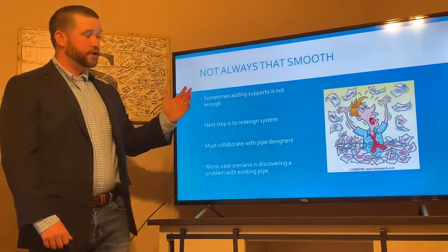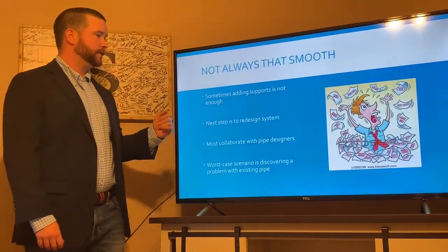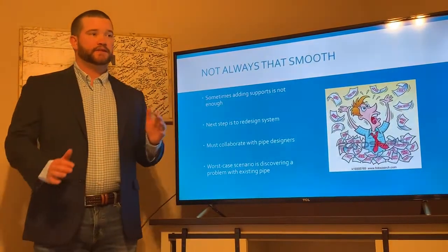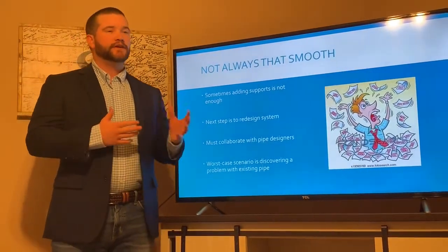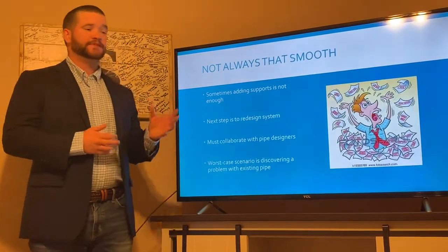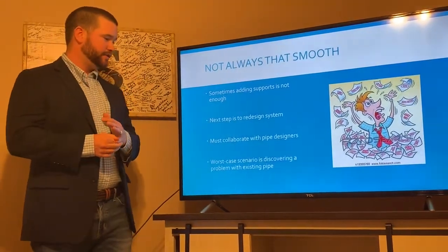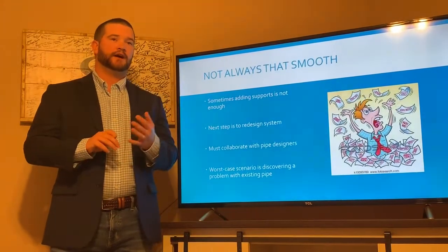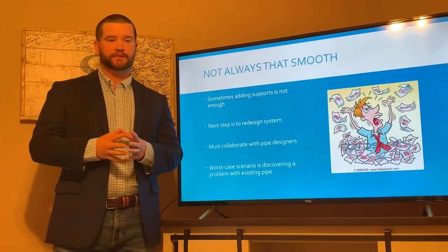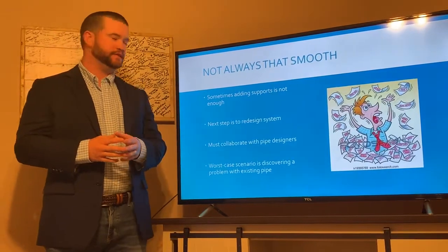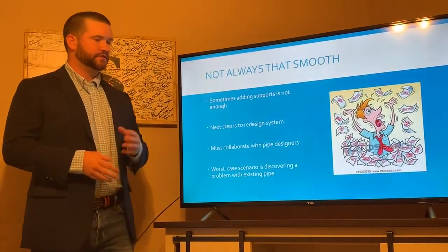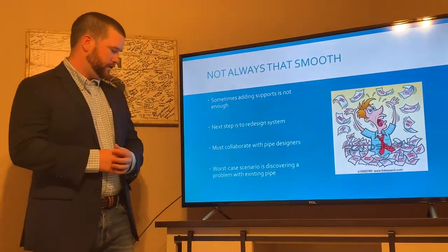So that's how you hope pipe stress systems go, but it's not always that smooth. Like I said, if you can't fix a system by adding a support or a restraint, then you have to redesign the pipe, and pipe designers don't like to hear that. And you have to collaborate with them to find out what's best for this system. There are going to be pitfalls that you run into with structural limitations, and those are things that you have to work towards together to figure out.